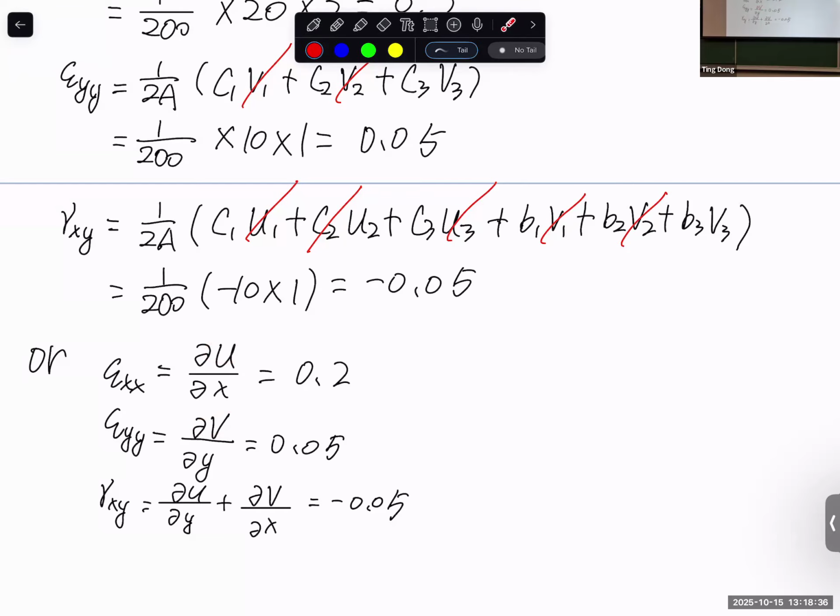So next question, how to calculate stress? We have all the strain components. How to calculate stress in this triangle element, in the plane stress situation?